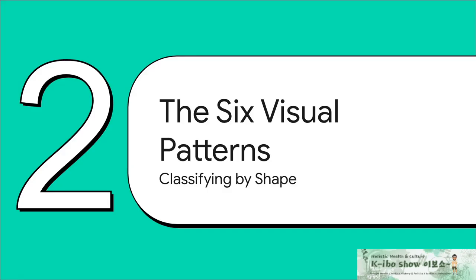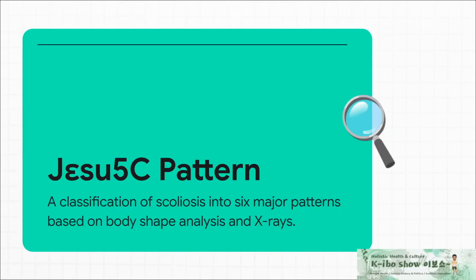All right, let's get to the main event. What exactly are these 6 patterns, and how do they help classify scoliosis just by looking at its shape? So, the official definition is that the JESU5 pattern is a way of classifying scoliosis that's based on what you can actually see. You look at the patient's posture, their overall body shape, and then you confirm it with X-rays. It's really a shift from just relying on abstract numbers to identifying tangible, recognizable shapes.